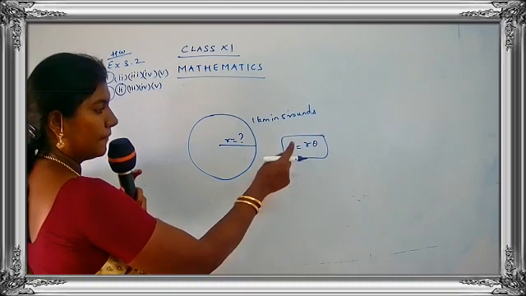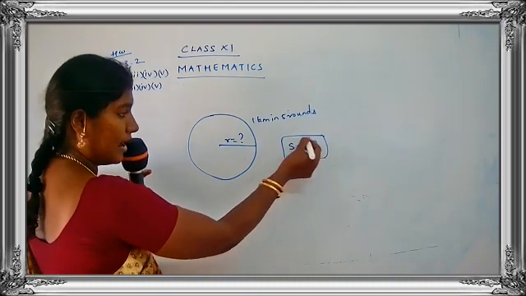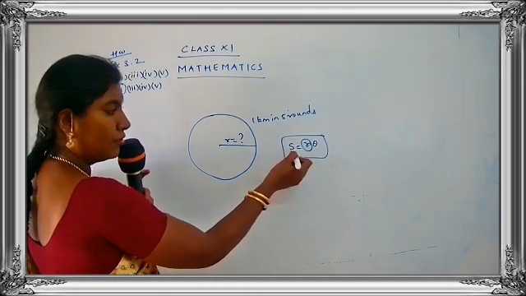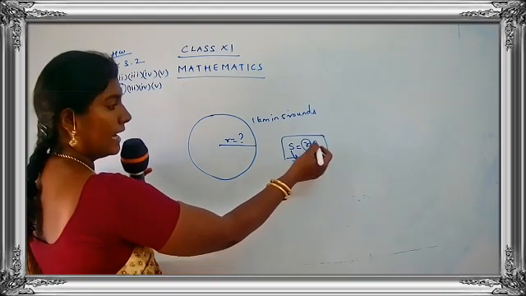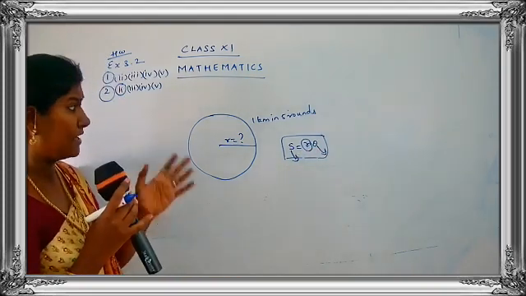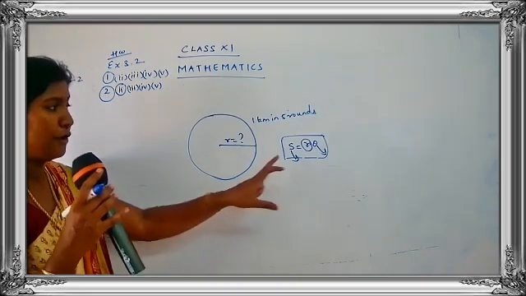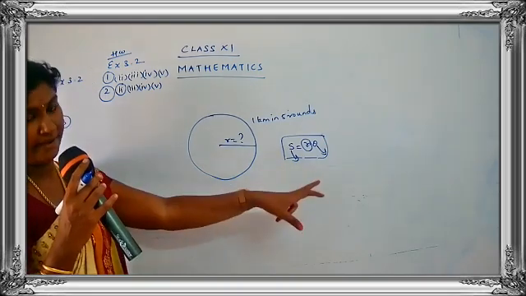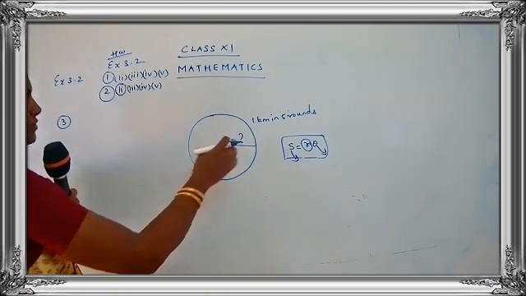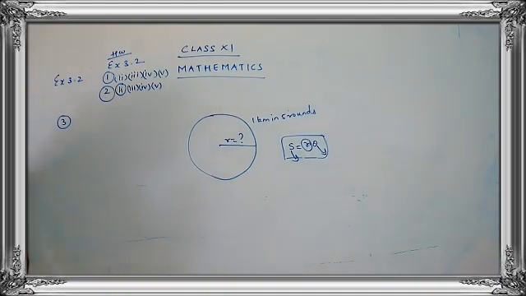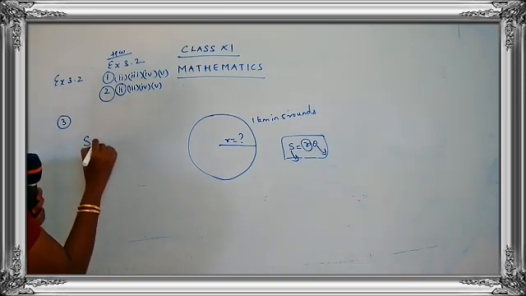So here I have to find R. This is unknown. I know the value for S, and I know the value for theta. You may ask, ma'am, there is nothing given in the question. But you have to read the question carefully, and you have to find out the value for S and theta. Okay, children? So just draw the figure. Get ready with your figure. So write down here, S is equal to R theta.